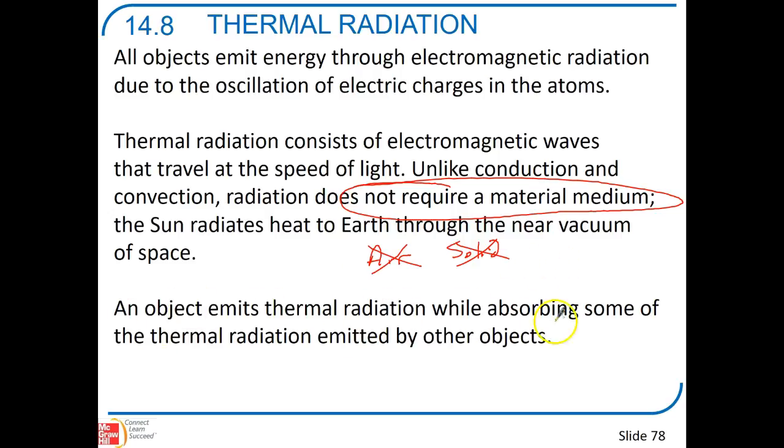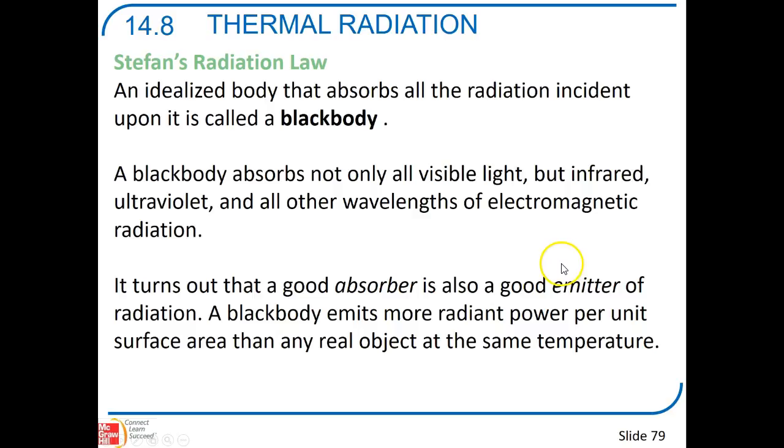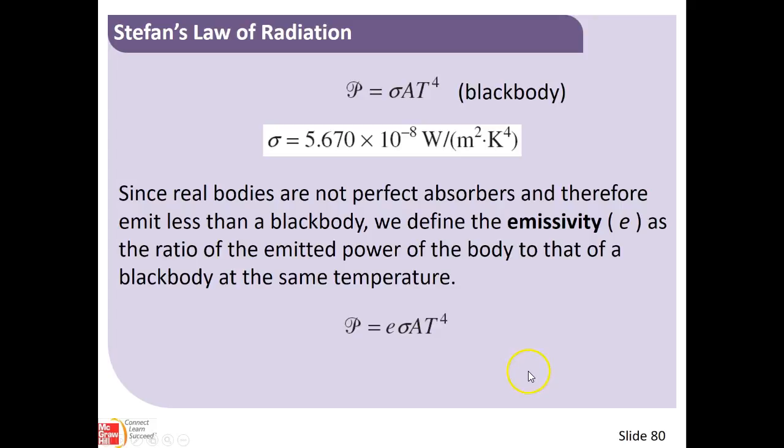So an object emits thermal radiation while it absorbs some of the thermal radiation emitted by other objects, and that is thermal radiation. The Stefan radiation law basically just says that an ideal body that absorbs all the radiation is called a black body. This black body absorbs not just visible light, but infrared, ultraviolet, and all other wavelengths of electromagnetic radiation. So it turns out a good absorber is also a good emitter of radiation, and a black body emits more radiant power per unit surface than any other real object at that same temperature.